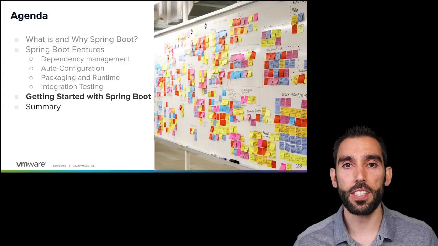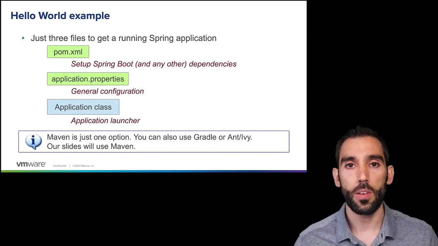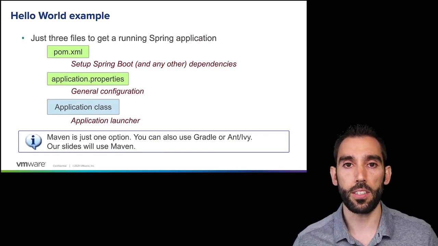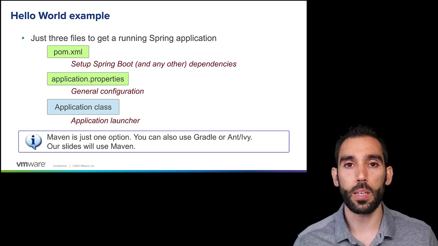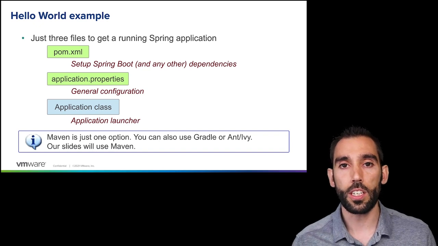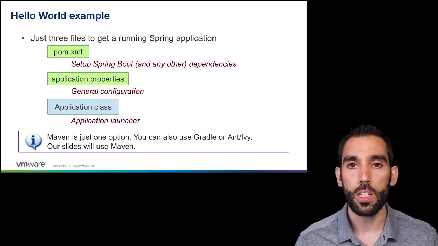Let's put everything together and see what we need to create a Spring Boot application. We'll be creating a really simple application, a Hello World application. For this, we will need 3 files. The first one is the pom.xml, where we're going to define all our dependencies. We'll be using the starter dependencies that we have seen. We'll be showing Maven here, but you can also use Gradle or Ant.